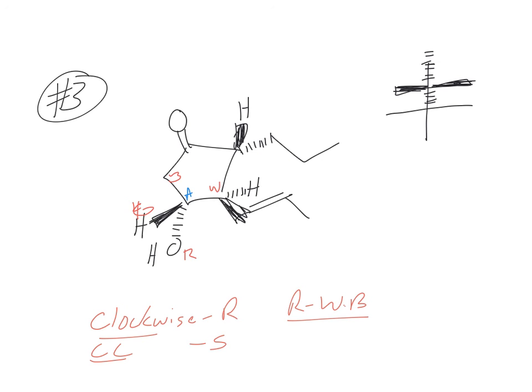You hold the green ball. You turn the thing towards you. And you say red, white, and blue. Clockwise is R. Counterclockwise is S. So which one is it? So we agreed that this one, A, is R, the R isomer. Couple things again: clockwise R, counterclockwise S, red, white, and blue is the order.